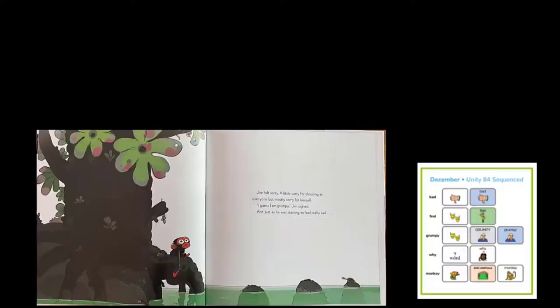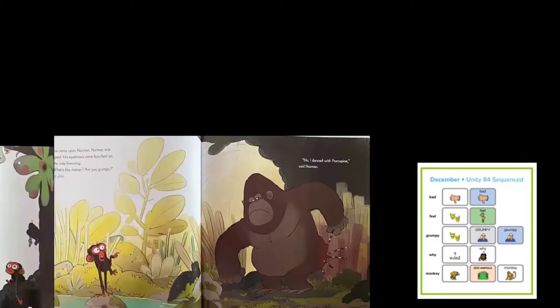Jim felt sorry, a little sorry for shouting at everyone, but mostly sorry for himself. "I guess I am grumpy," Jim sighed. And just as he was starting to feel really sad, he came upon Norman. Norman was slumped. His eyebrows were bunched up and he was frowning. "What's the matter? Are you grumpy?" asked Jim. "No, I danced with Porcupine," said Norman.